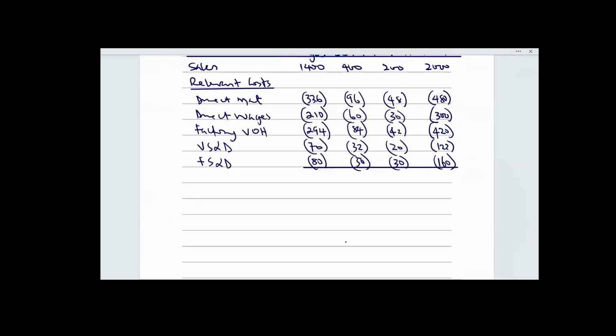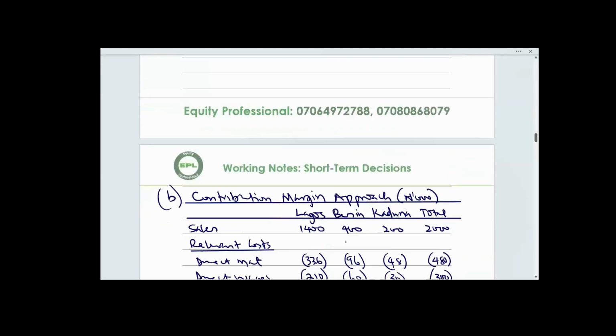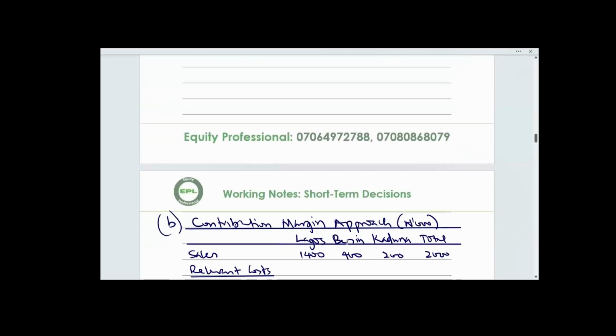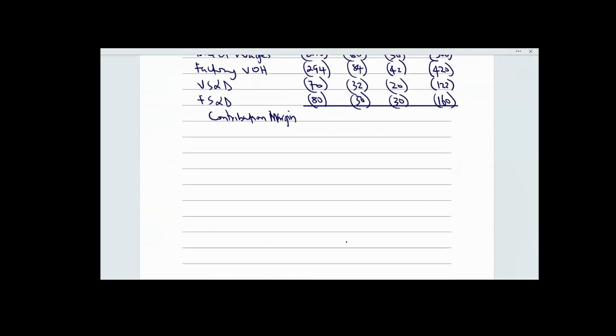So the contribution margin for Lagos, we got 410.78, 410.78, 30, then 518. So these are the contribution margins we calculated.